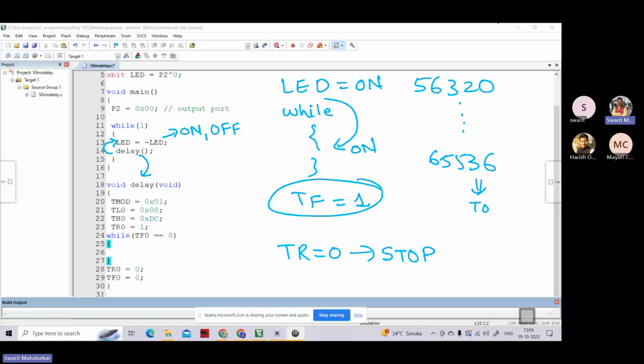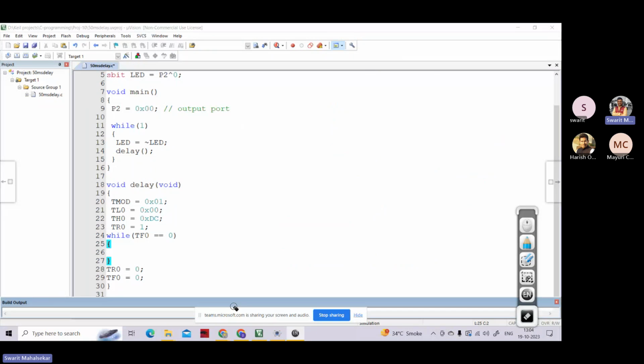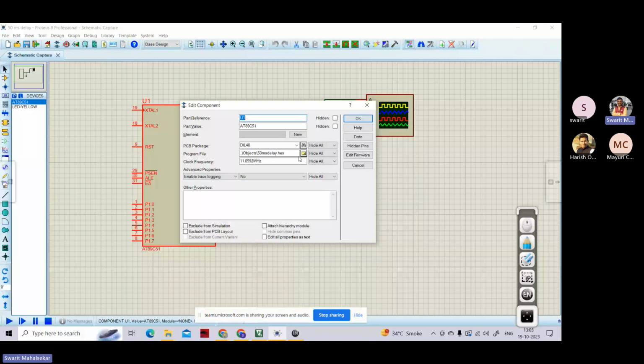Okay, so now let's see it on the Proteus software. Let me erase all of this, and now let me go to the Proteus software. First of all, let me burn this particular code. You see, we are actually burning the hex file of this particular code.